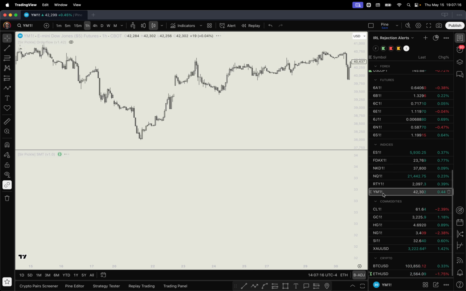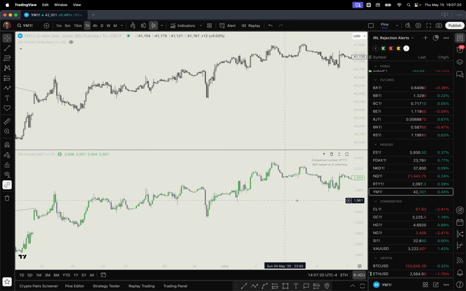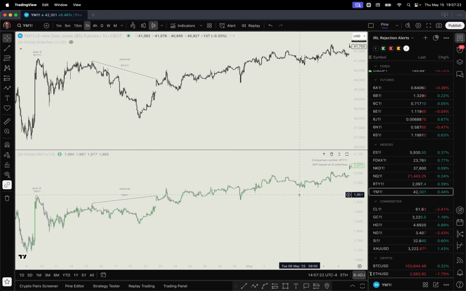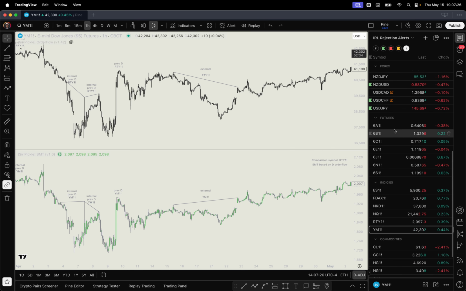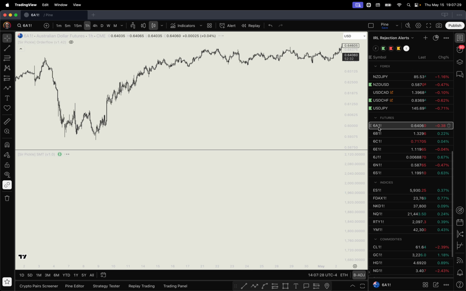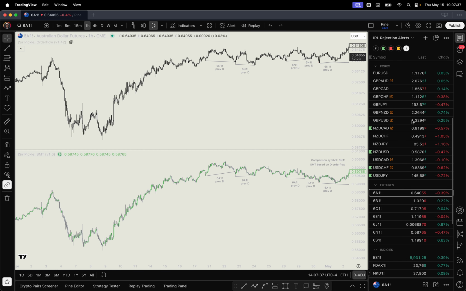So I can go to YM, for example, which is US 30 or Dow Jones 30. And this one automatically tracks SMT with Russell 2000. And you can also go to, for example, 6A1, which is Australian dollar futures. This one automatically matches it with New Zealand dollar futures.